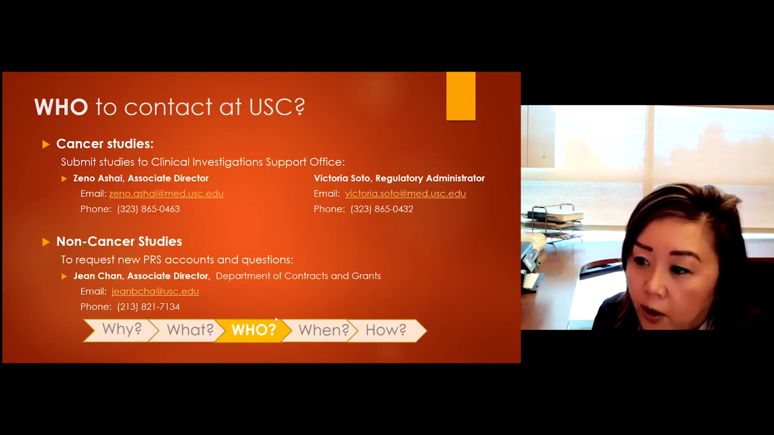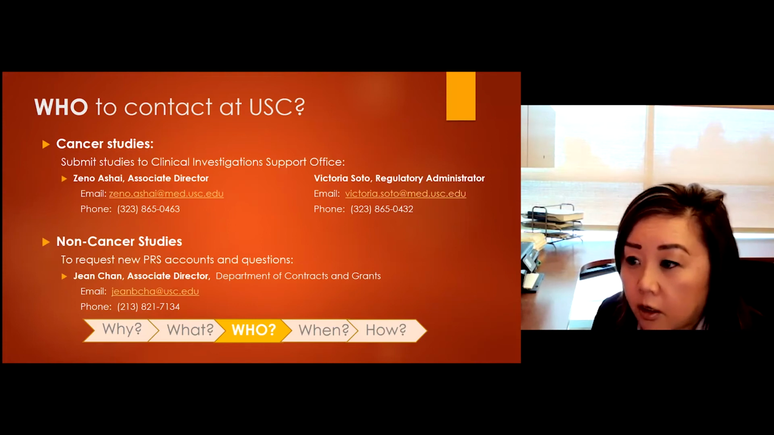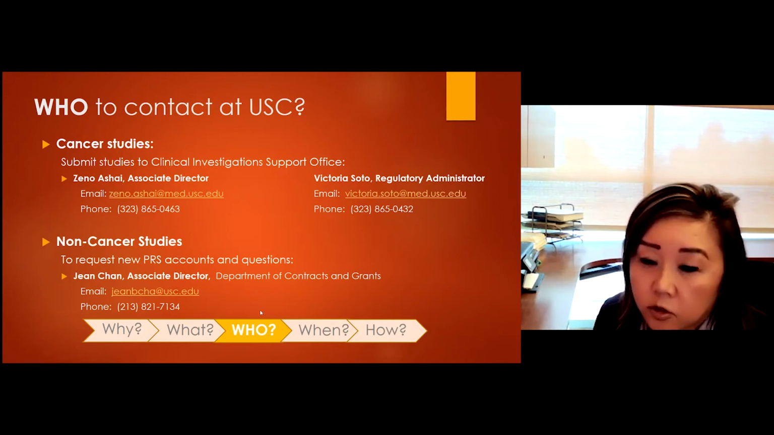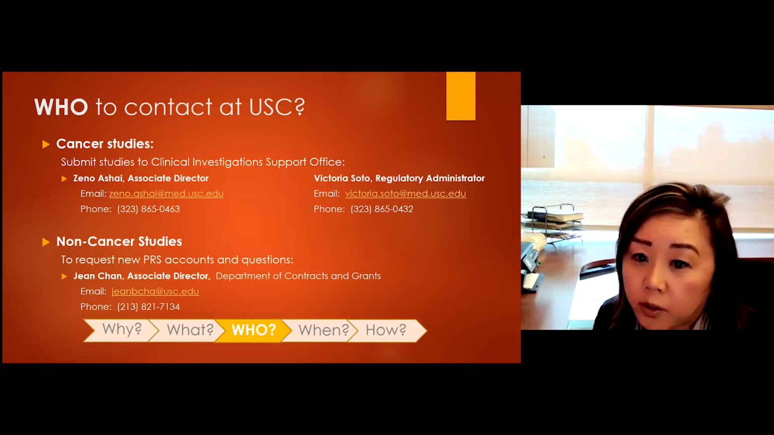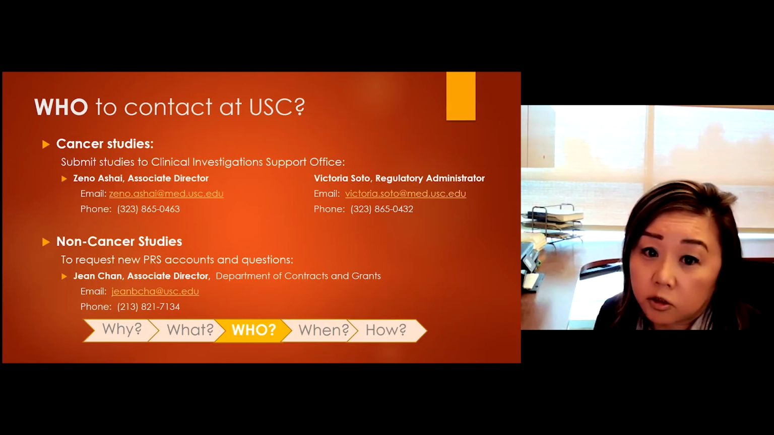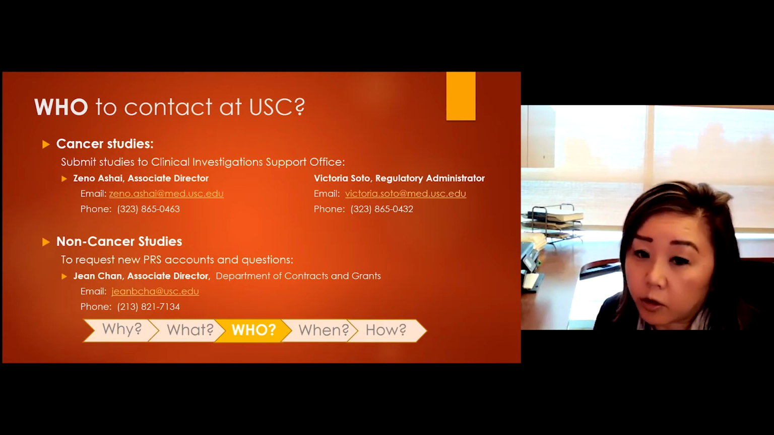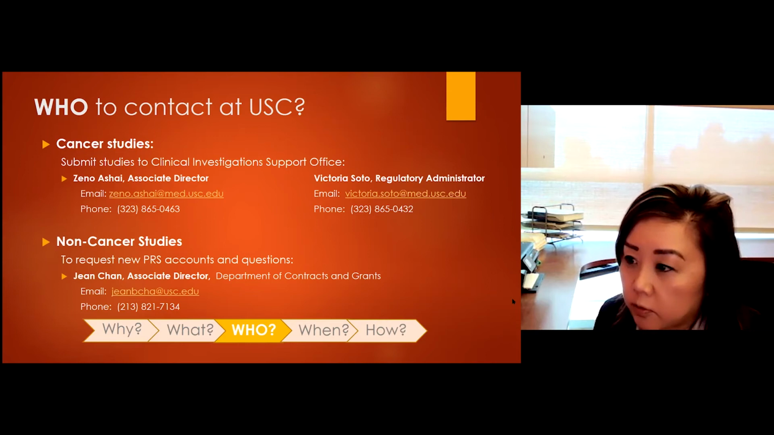I am responsible at PRS for the non-cancer studies, and we are set up a little bit differently, and I'll explain that a little bit later, how the differences are between the two groups. I am the PRS administrator in terms of setting up accounts and helping with the process, but we don't have the same direct administrative support that the cancer studies have. So a lot of the responsibility will be working with the PI and their support staff as well.